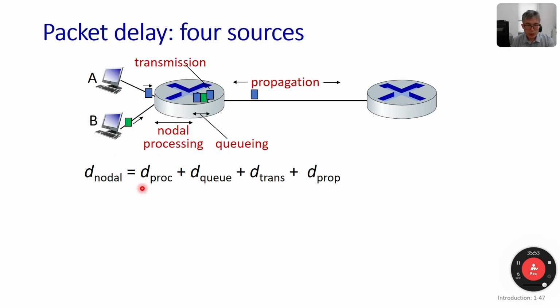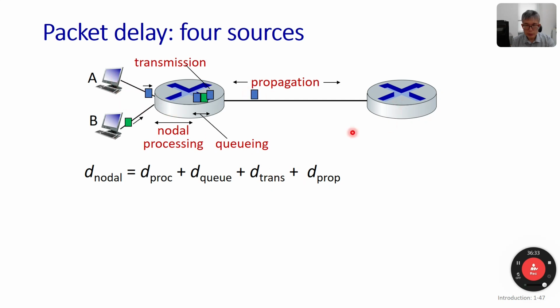We can calculate nodal delay, the delay from the transmitter to the recipient across network systems to the destination. First, let's calculate from this router to this router. Packet transmission delay is required. But from here to here, there is transmission delay and also propagation delay.